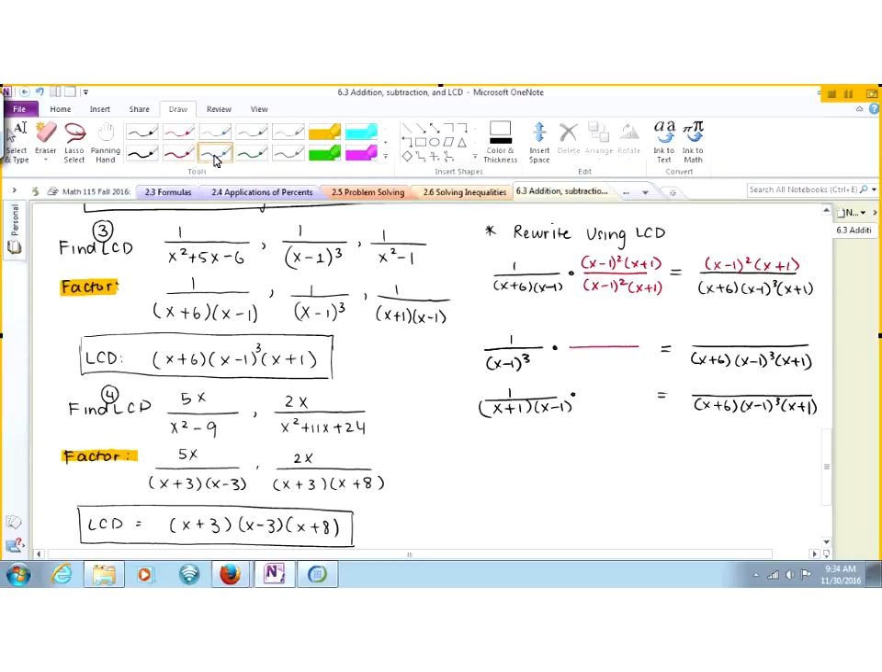So the next one is x minus 1 cubed. What is missing? X plus 6, x plus 1, top and bottom. So when you multiply the top by 1, it is still x plus 6, x plus 1. Yes. All right. Next one, what is missing? X plus 6. What else? X minus 1 squared. Okay. So this is x plus 6, x minus 1 squared.